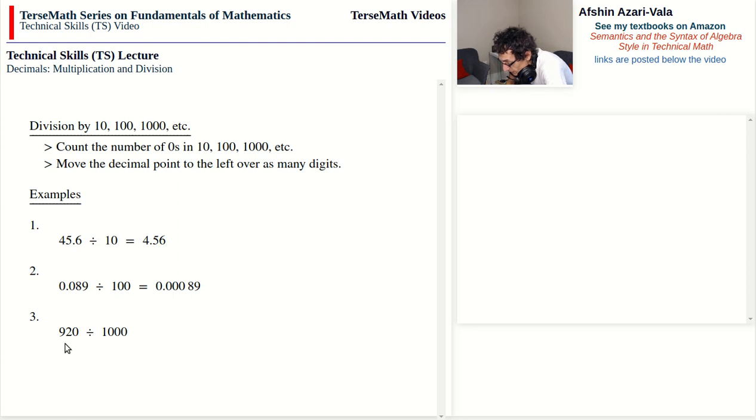Now in 920, that's a whole number, so it should be on the whole side of the decimal point, which means the decimal point is on the right end, and it moves back over 3 digits to just before the 9. Now we do prefer to write a 0 before the decimal point in case the whole part is 0.